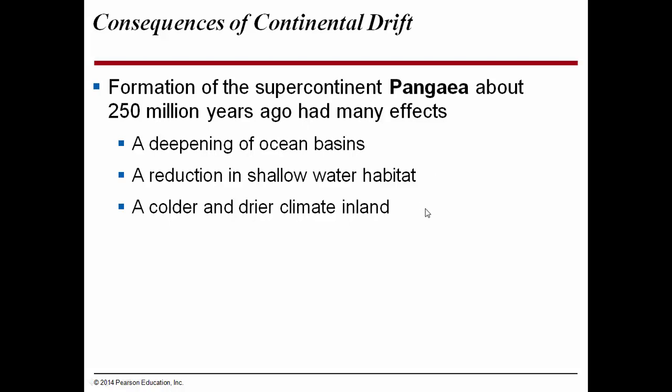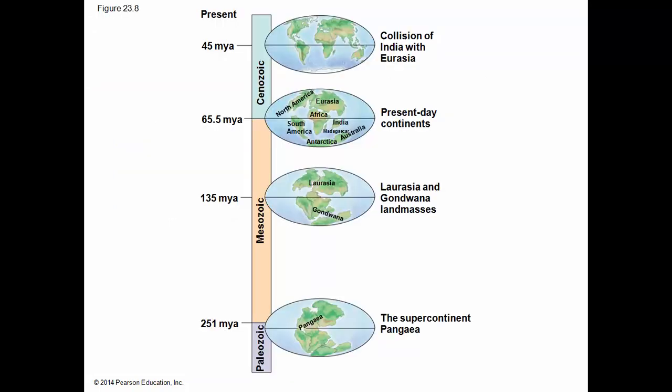The formation of the supercontinent Pangaea was about 250 million years ago, and it had many effects. It caused the deepening of ocean basins, a reduction in shallow water habitat, and a colder, drier climate inland. Okay, here's Pangaea 250 million years ago. This is just during the end of the Paleozoic period, okay, which, as you recall, we already had multicellular organisms. We had primitive arthropods. Then we had fish, the evolution of different fish, Tiktaalik and the tetrapods, the Carboniferous Age, the early reptiles. All of this happened during the supercontinent Pangaea phase.